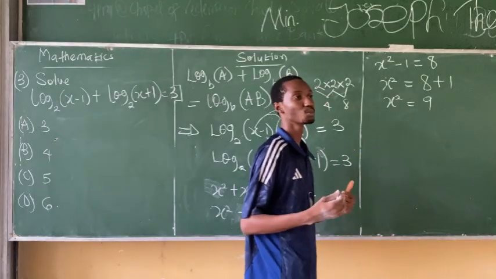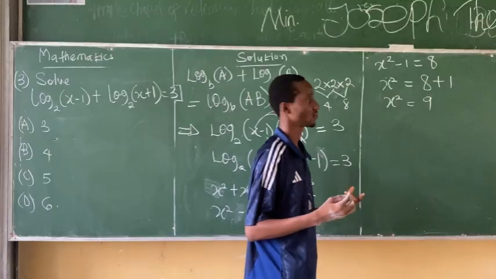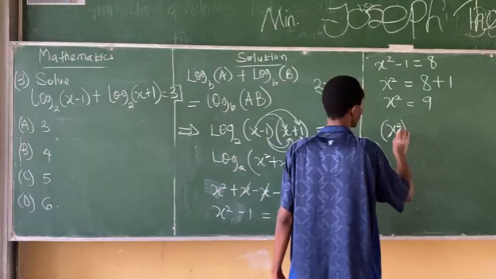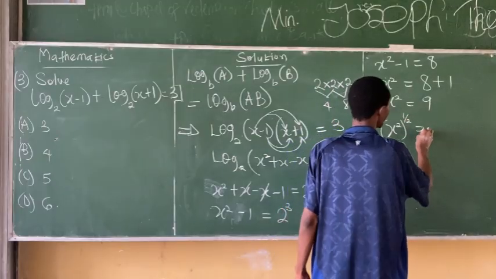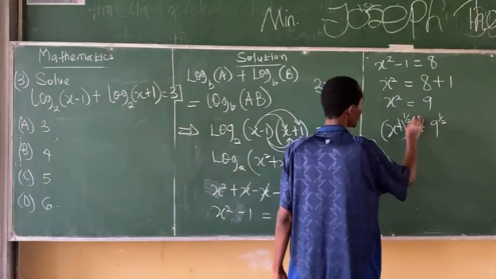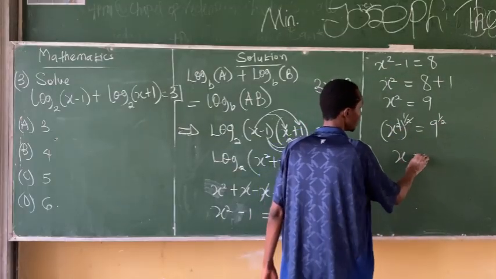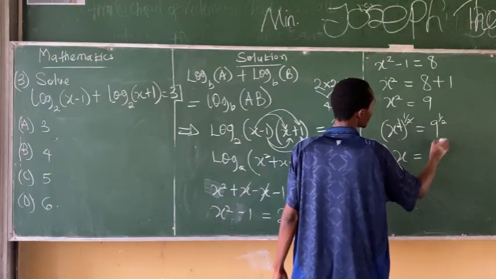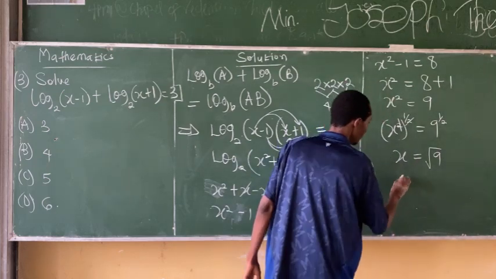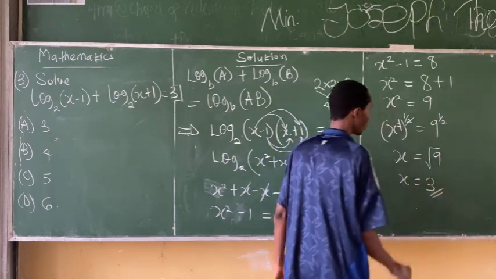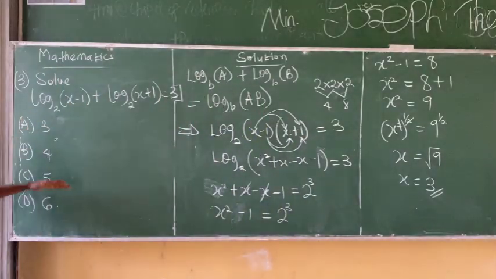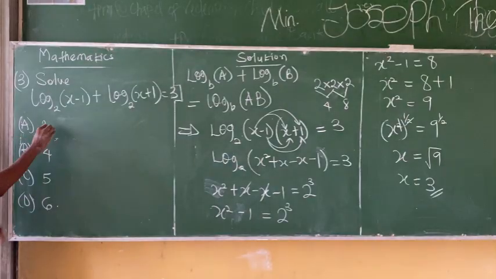Some persons say, let's multiply both sides by raised to the power half. If we do that, we have x squared multiplied by 1 over 2 is equal to 9 multiplied by 1 over 2. This 2 here will take this one out. So we are left with x is equal to the square root of 9. Square root of 9 is equal to 3. Therefore, the value of x in this equation is 3. The correct option here is option A, 3.